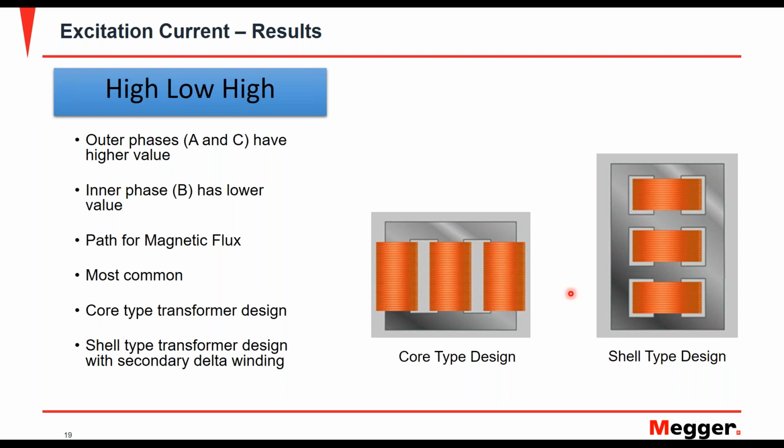So I would like to bring back the point of magnetic flux. For example, in the core type design, the middle phase has to travel smaller distances in order to establish that mutual flux. That's why the excitation current required for the middle phase is lower. And that's how you get that high-low-high pattern.